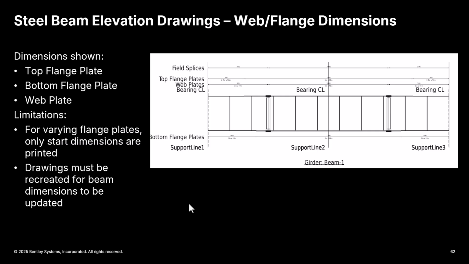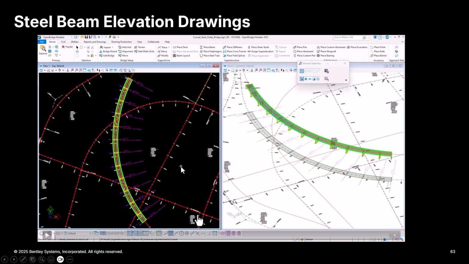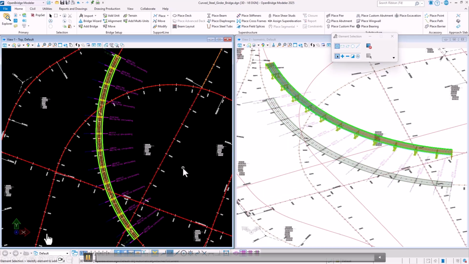Then for plan production, we have added the steel beam elevation drawings. When you have a high girder with different dimensions, creating these elevation drawings could be tedious, as sometimes they are done by hand, and then you need to annotate all the different plate dimensions that you're using. So this one will generate automatically on any steel girder. You just select the option to generate an elevation drawing.